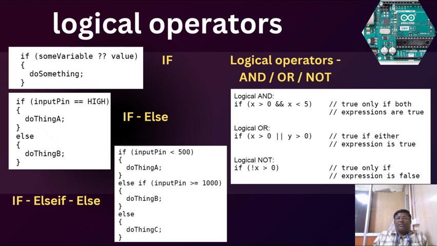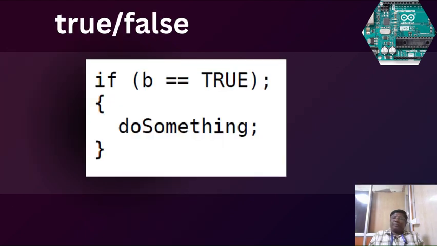Like that you also have statements with logical operators. This is the and operator: x is greater than or equal to, and so on. It is true only if both conditions are valid. If you want to put both conditions as valid, this is the and operator. This is the logical or operator. This is the logical not operator. So this is also allowed in the if statement.